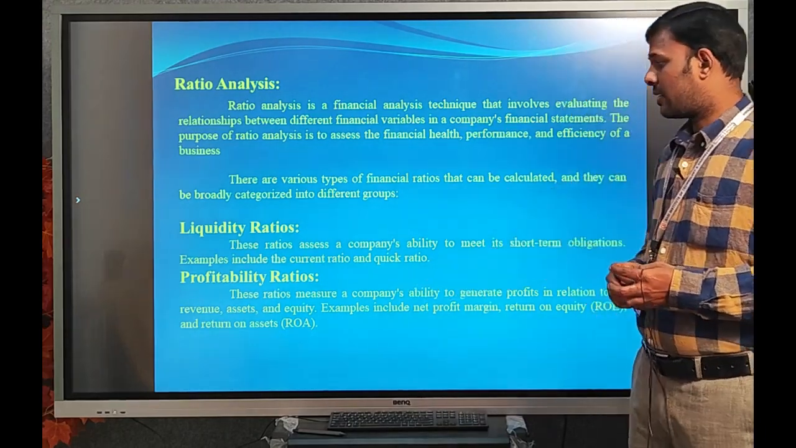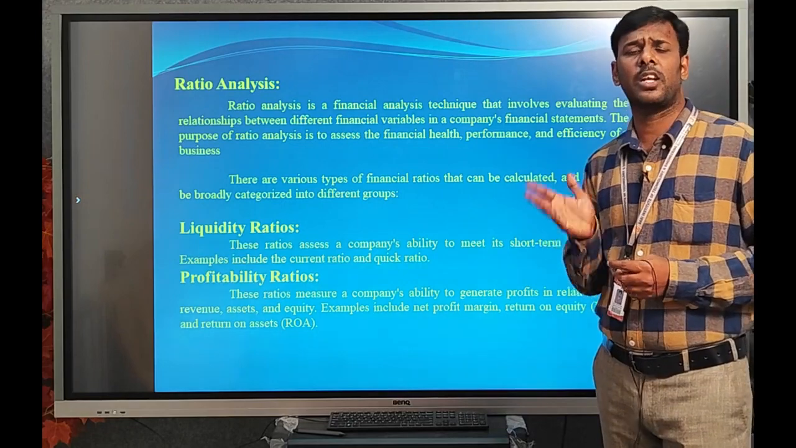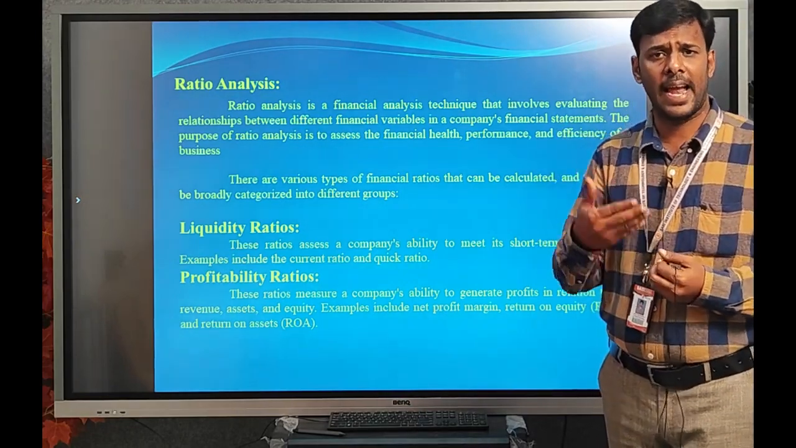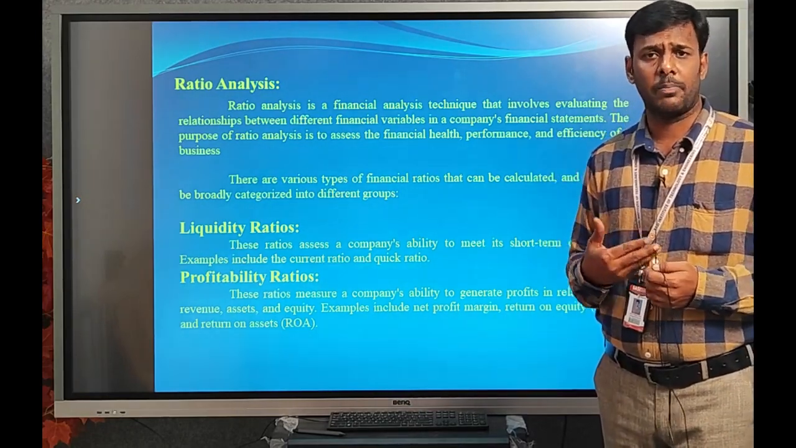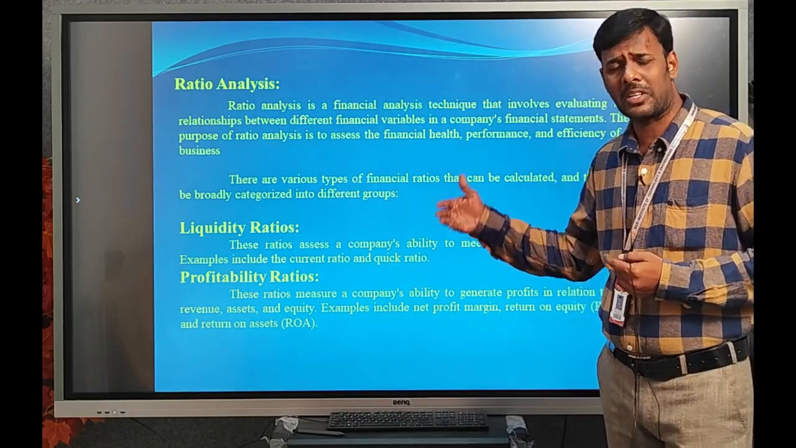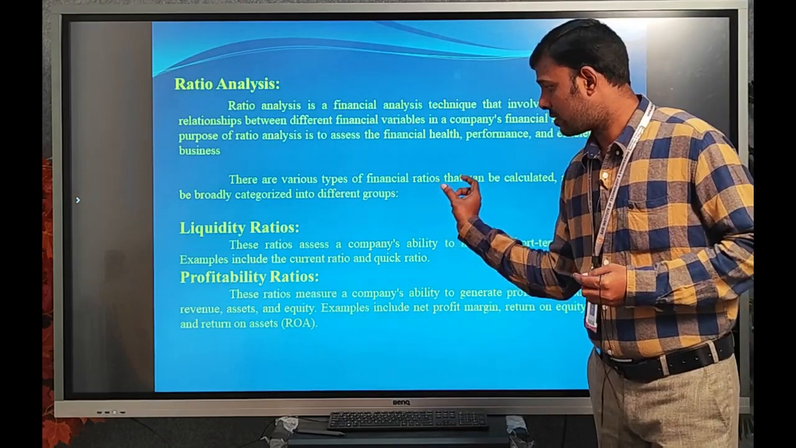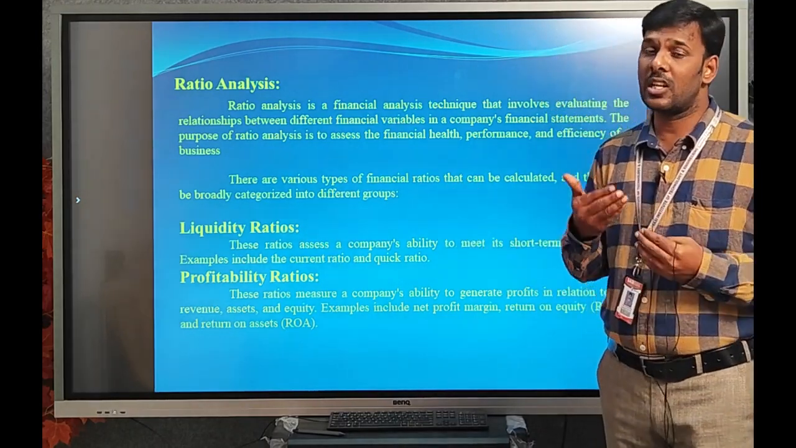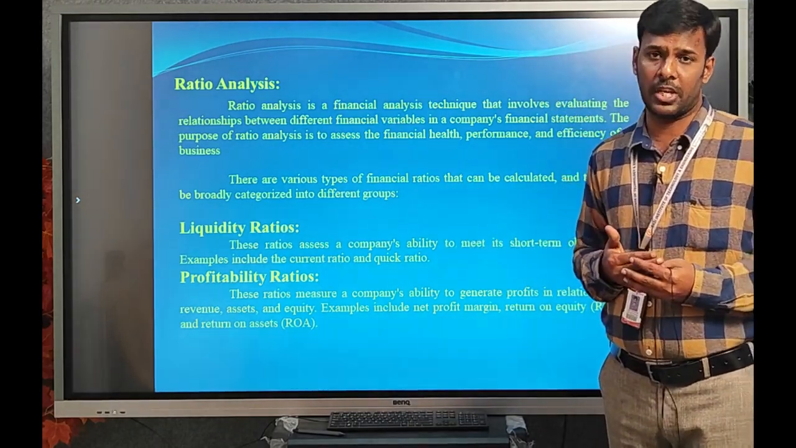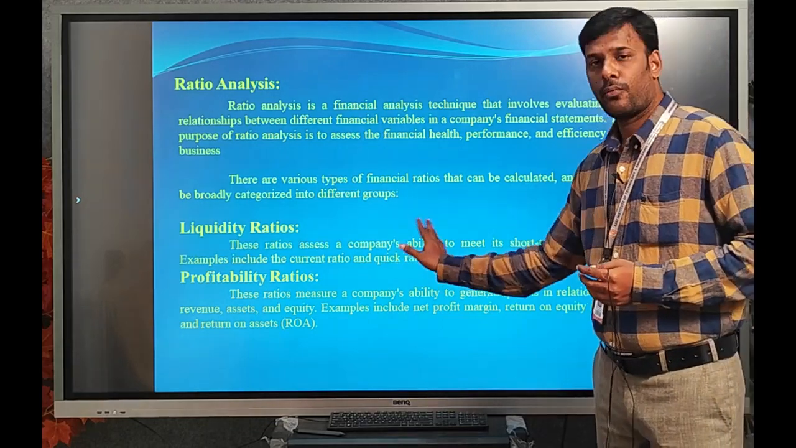And return on assets. Yes, we invested our amount somewhere: we purchase some land, we purchase some machinery, we purchase some trucks, everything. Whatever amount we invested on assets, that has to generate additional revenue to the organization. Otherwise we need to focus on this.